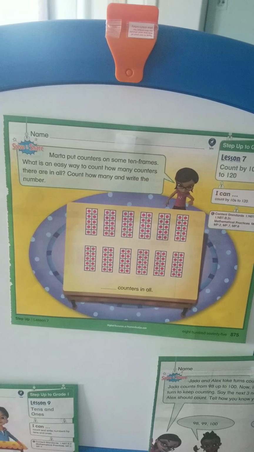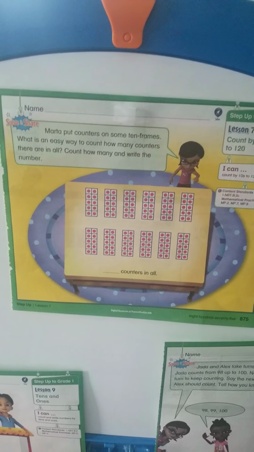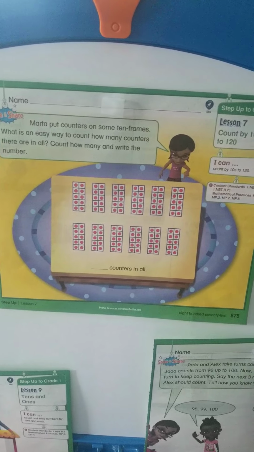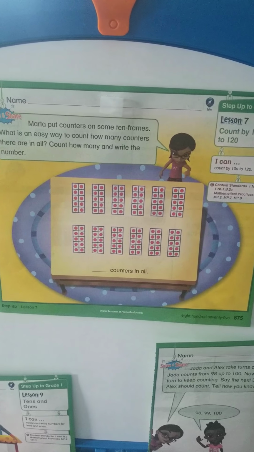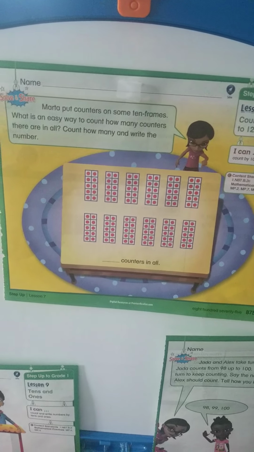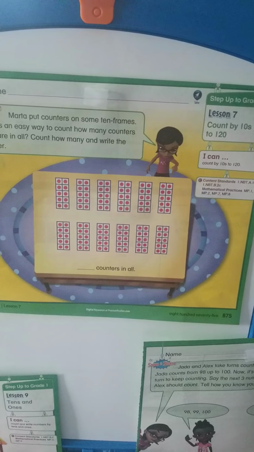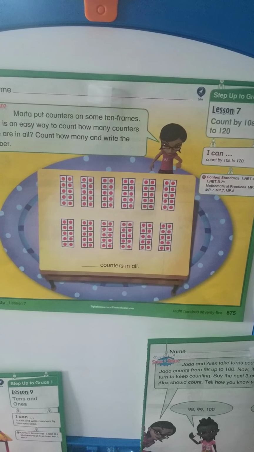Hey guys, this is your last few lessons in your Step Up to First Grade in your kindergarten book. It's almost over. We're at the finish line. Let's get it done. Lesson 7, count by tens to 120.